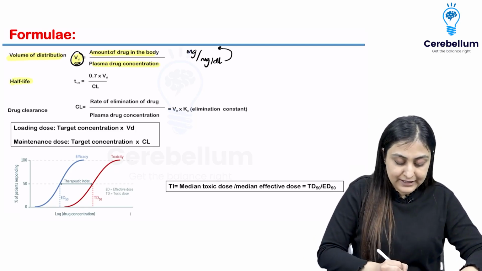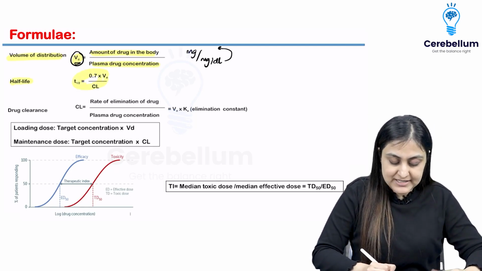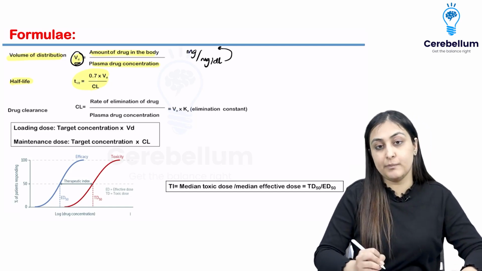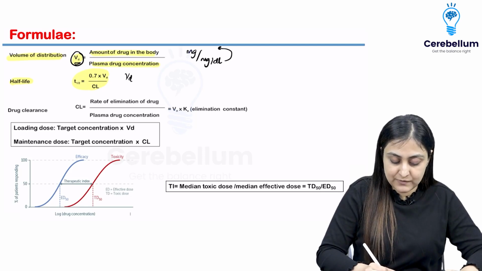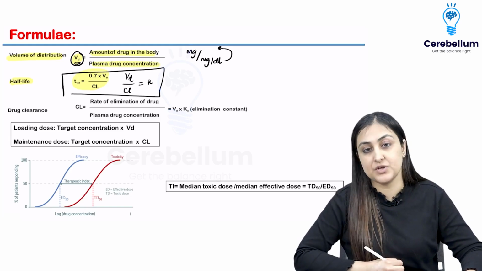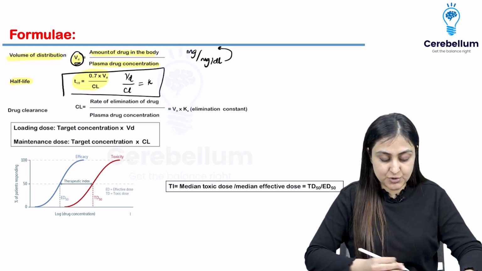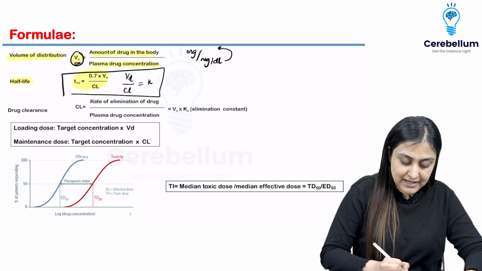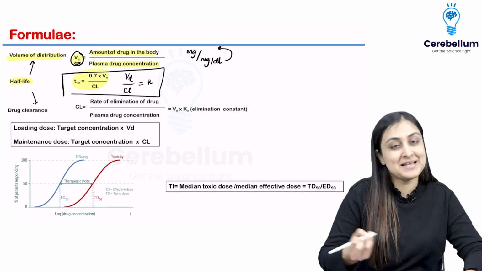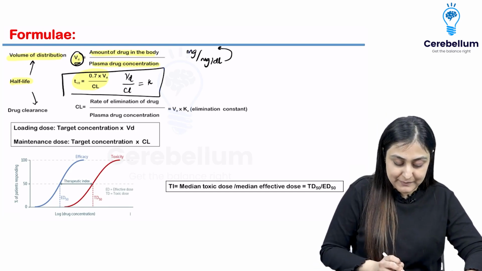What is the half-life? This is important. So this is 0.7 or 0.693 into volume of distribution upon clearance. A lot of times VD by CL is known as a constant, so they can give you this value also. So you just got to do 0.7 into that constant. So this is volume of distribution upon clearance, and just like how it's sitting, volume of distribution is on the top and clearance is in the denominator. So you can remember this, all right.